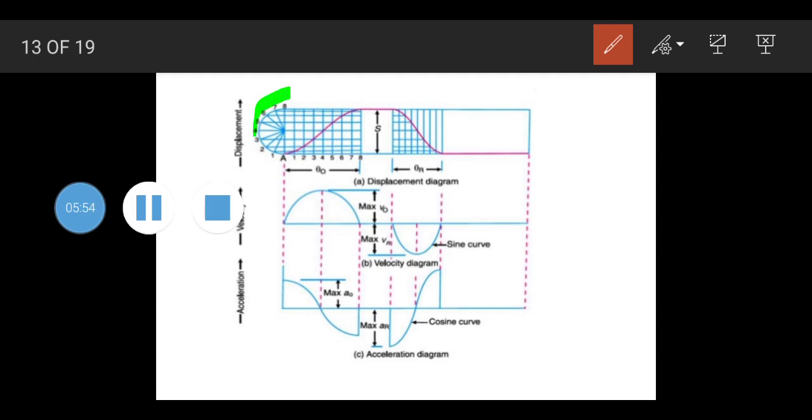So this is a semicircle which has been drawn over here. Okay, this part of the semicircle. Now, once we draw the semicircle, we have to divide the semicircle into an equal number of parts. So we are dividing this into equal number of parts this way.